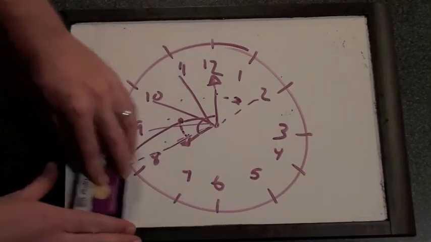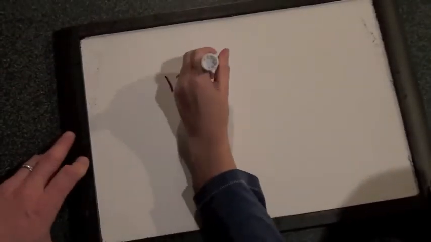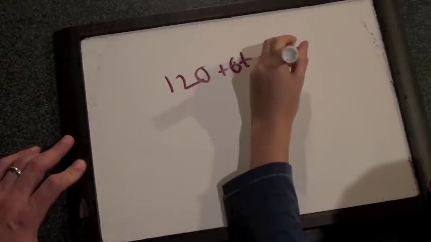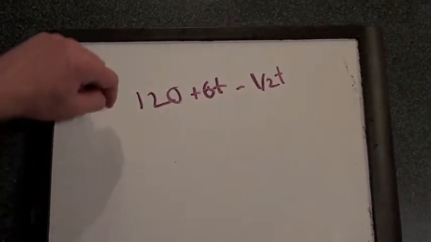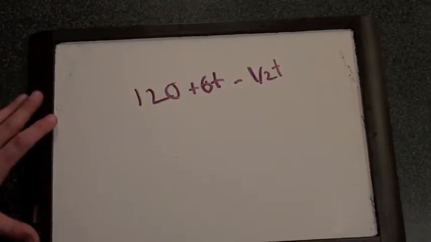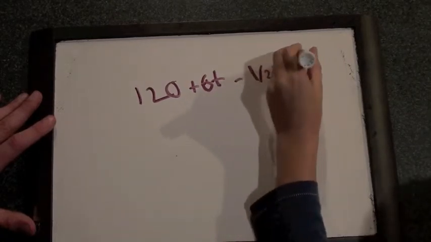Well, it's 120 plus 6t minus 1/2 t. Okay, that's our equation. That's the equation for our angle, 120 plus 6t minus 1/2 t. What are we going to do with that equation? Well, this equals 180. We want to find out what time this equals 180.